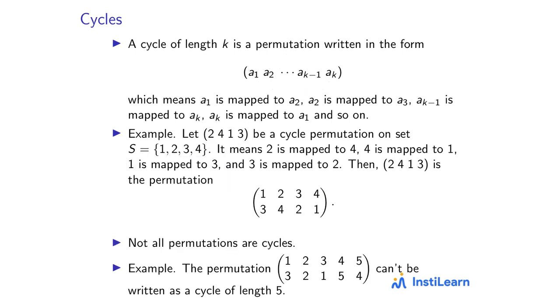Of course, the next question is, can we write any permutation as a cycle? The answer is no. For example, you take this permutation: 1 is going to 3, 2 is going to 2, 3 is going to 1, 4 is going to 5, and 5 is going to 4. This you can't write as a cycle of length 5. But something in this regard is true, which we'll see next.